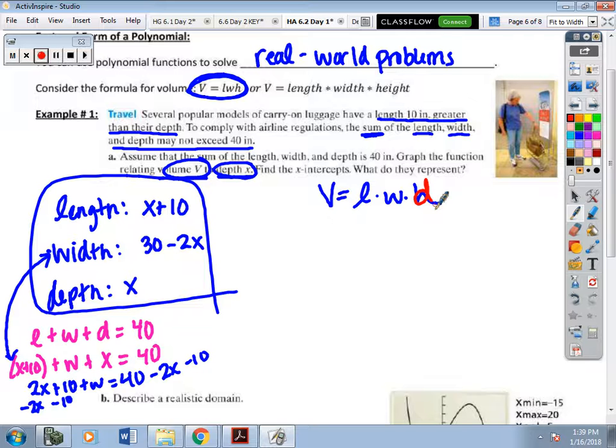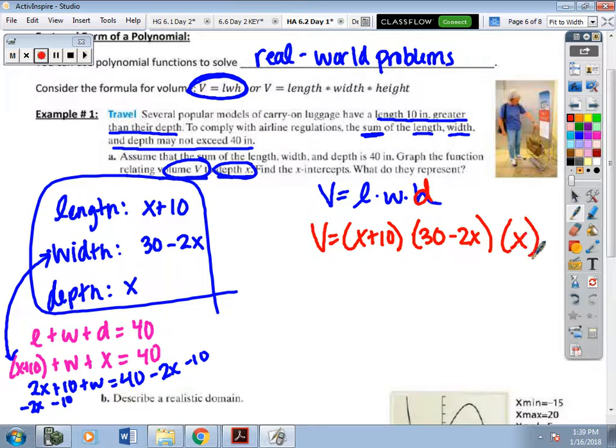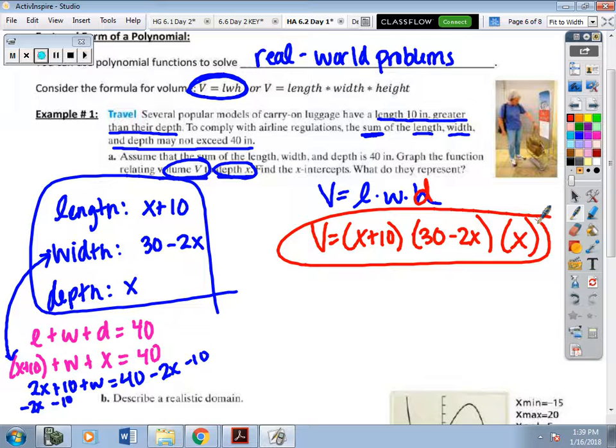So what we're going to do is substitute in the three things that we've defined to be the length, width, and depth. We will use parentheses around our binomials. Now you don't actually have to FOIL and distribute if you don't want to, because it didn't tell us it has to be in standard form. So you can just leave it like this.